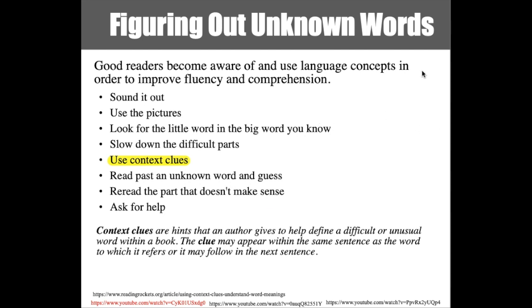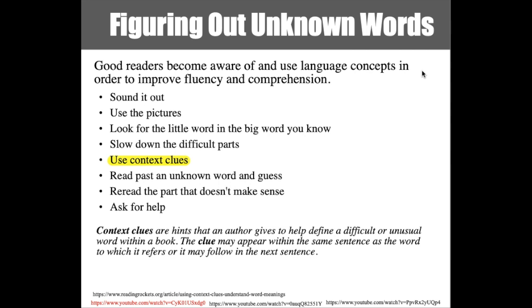This week, we're going to be focusing on figuring out unknown words. There's a variety of strategies just for this reading skill alone. We can sound it out. We can use pictures if there are any. We can look for the little word within the big word. We can slow down the difficult part. We can use context clues. You can read past an unknown part to see if it makes sense without it. And you can reread the part that doesn't make sense. And of course, you can always ask for help.